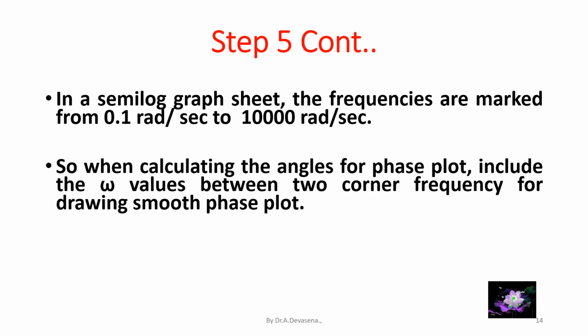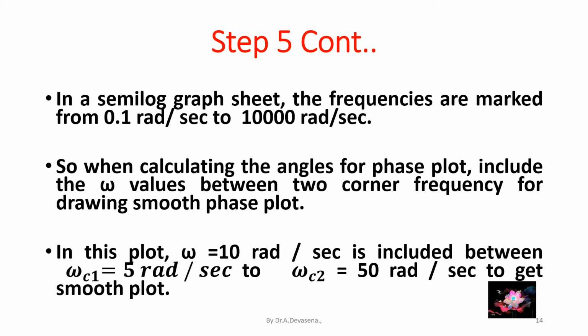In a semilog graph sheet, the frequencies are marked from 0.1 radians per second to 10,000 radians per second. So, when calculating the angles for the phase plot, include the omega values between the two corner frequencies for drawing a smooth phase plot. In this plot, omega equal to 10 radians per second is included between omega C1 equal to 5 radians per second and omega C2 equal to 50 radians per second to get a smooth plot.